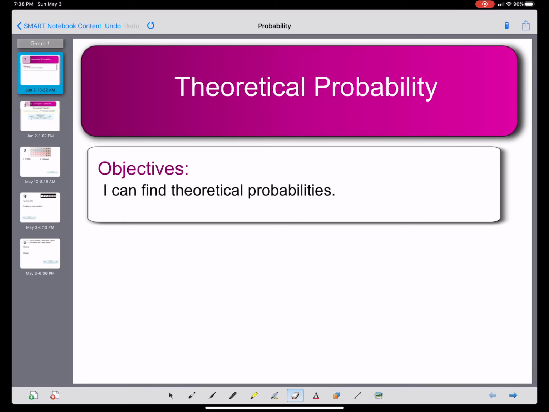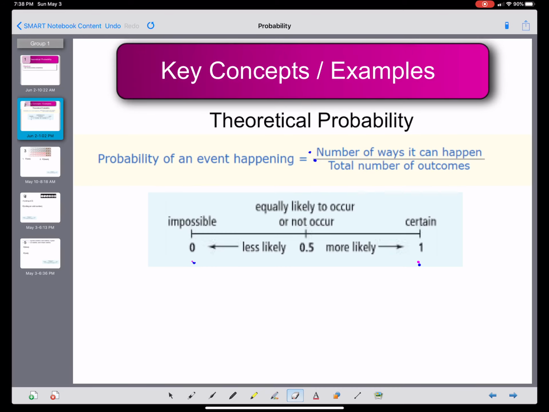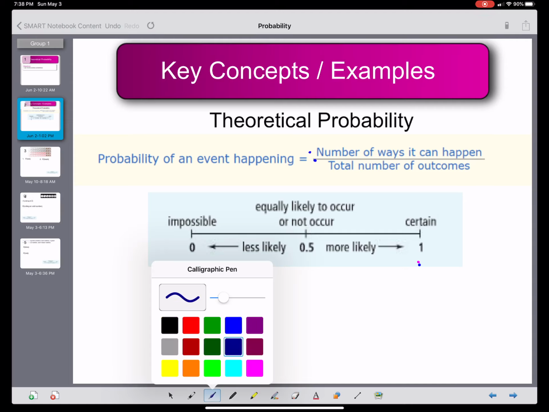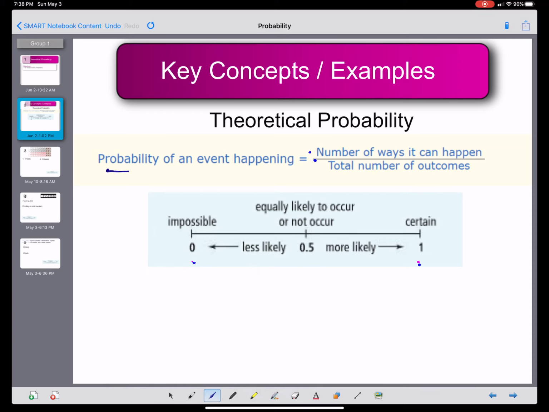Okay, everyone. We are going to talk about theoretical probability. So today's objective is I can find theoretical probabilities. Okay, let's start with some key concepts here. The probability of an event is what we're going to have to find, and it's going to look like this: the big P of an event.